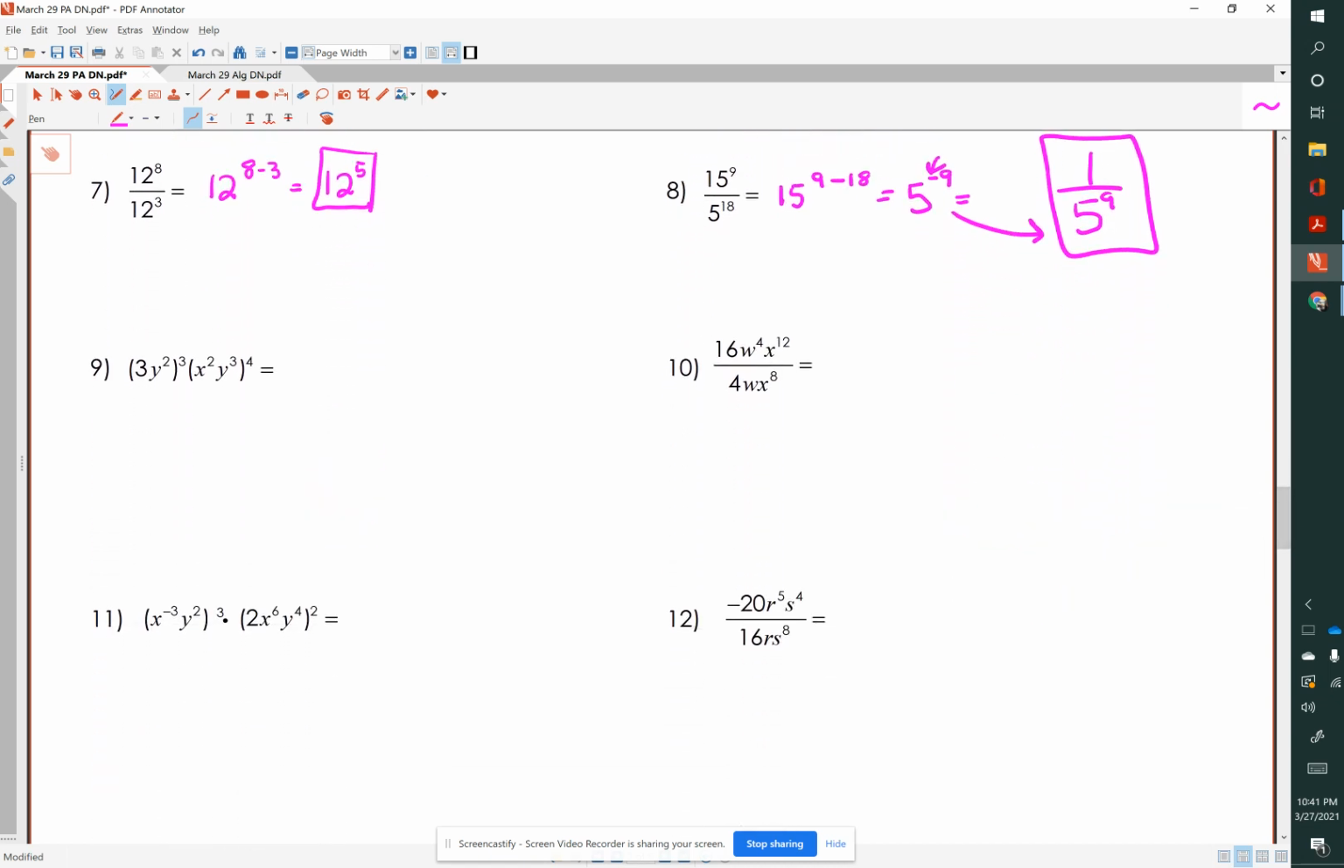For number 9, now we're doing the multiplication and power rule. So multiplication and power rule.